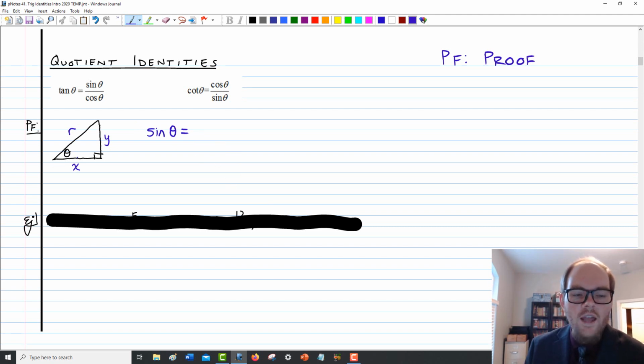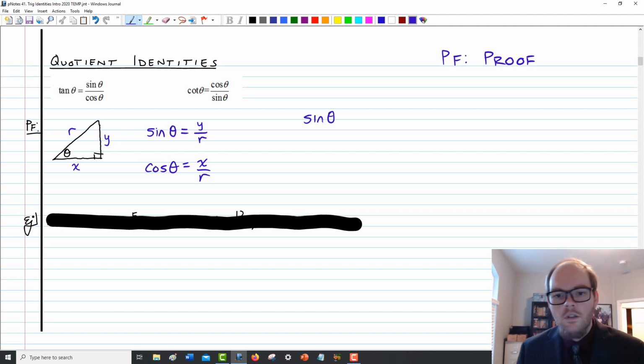Well, from the picture, sine, which is opposite over hypotenuse, so in SOHCAHTOA, opposite over hypotenuse, is going to be y divided by r. Likewise, cosine of theta is going to be adjacent over hypotenuse, which is going to be x over r. So there's the beginning of our stuff. We're just defining what sine and cosine are. Now let's take a look.